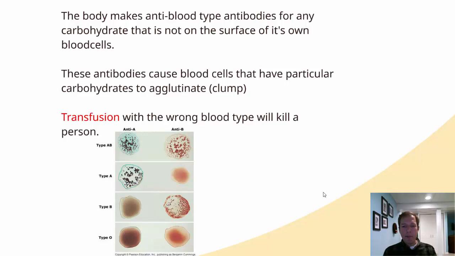This is going to have an impact quite a bit in terms of understanding how blood transfusions and interactions of blood type work, and that's something that we'll cover more in detail in our unit on immunity.